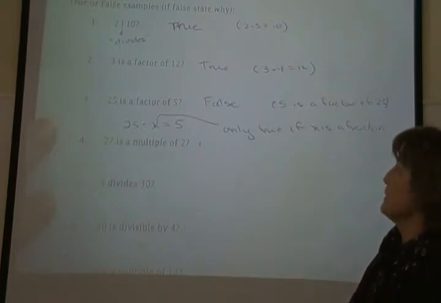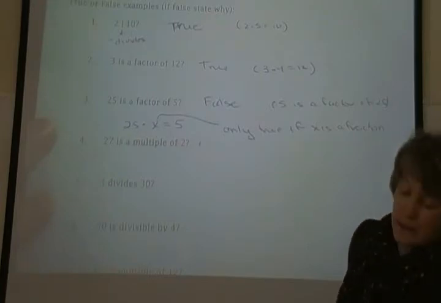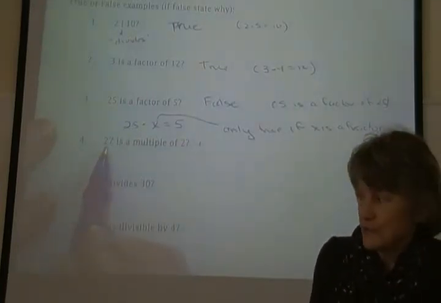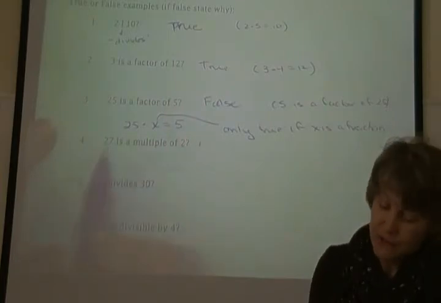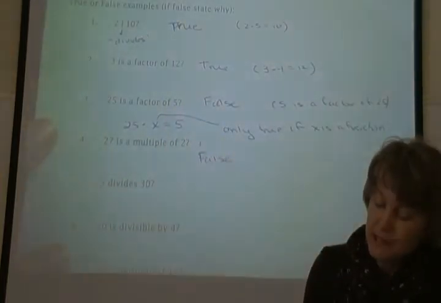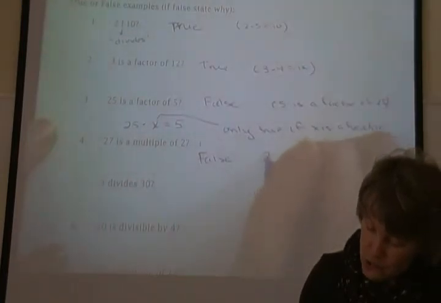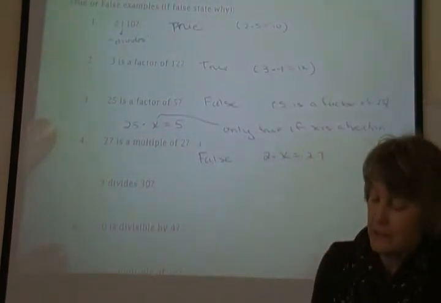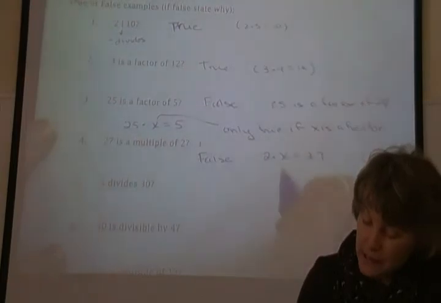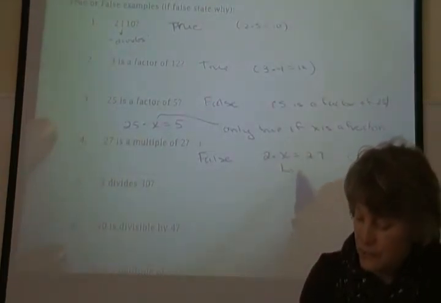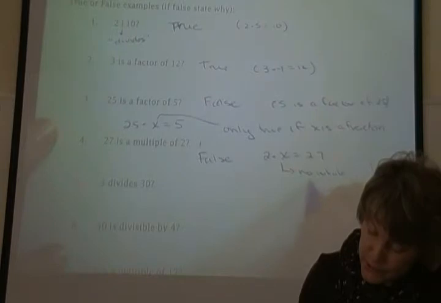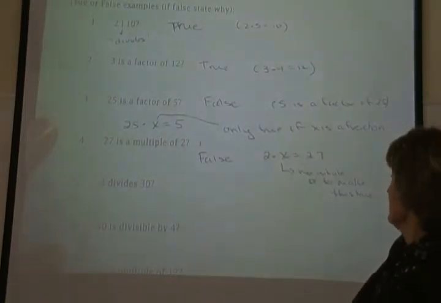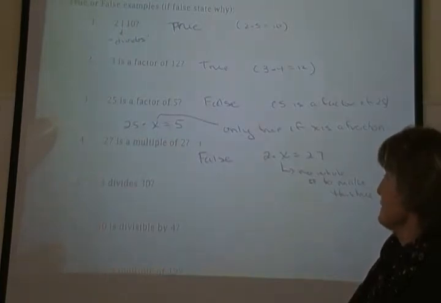27 is a multiple of 2. Well, I got the big number in the right spot to use the word multiple, but it's still false. Because if I try to take 2 times x and get 27, that's not going to happen if x is a whole number. There's no whole number to make this true. Only a fractional number, 13 and a half. So no whole number makes that true. I have to say it's false.